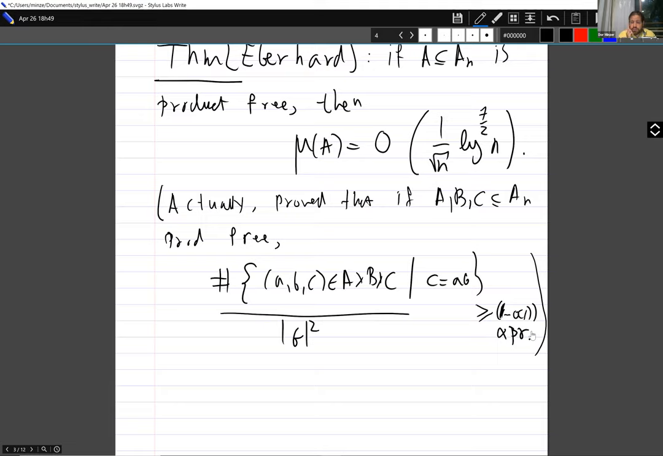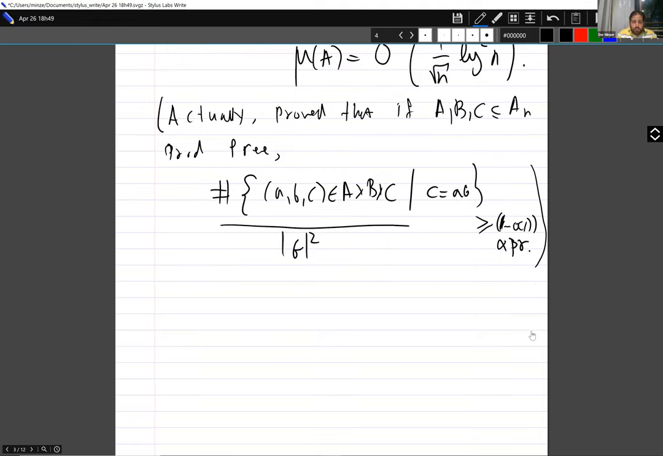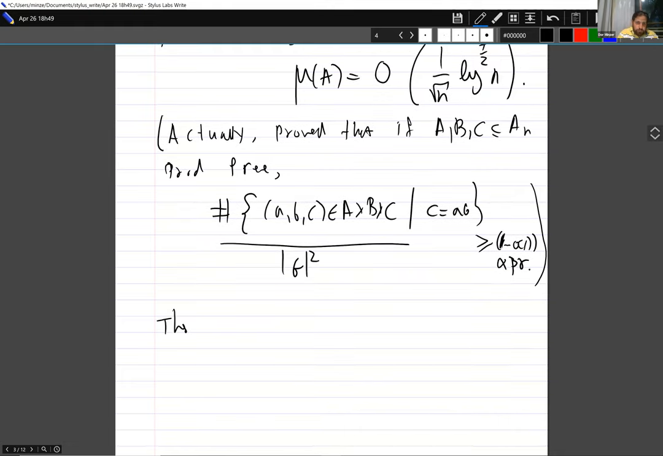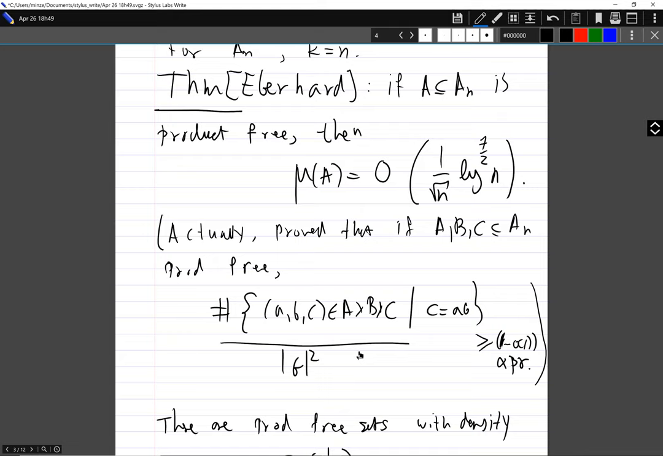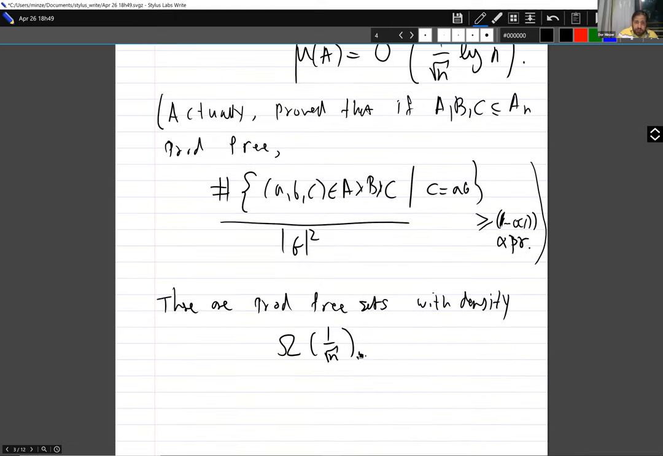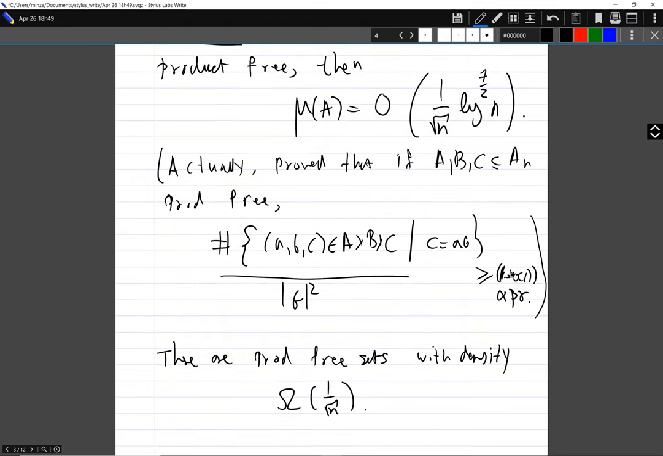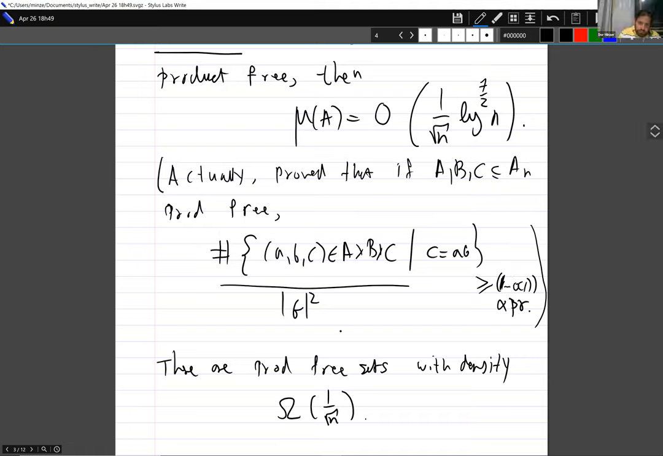Okay. So this is the result that he proved, and he also mentions that there are product-free sets whose density is at least 1/√n. So what is the hypothesis in this lower bound? So there is a product free set whose density is 1/√n. Yeah, so the hypothesis here is that the pairwise products are at least like log to the 7n/n, something like that. So none of them is too small, kind of.